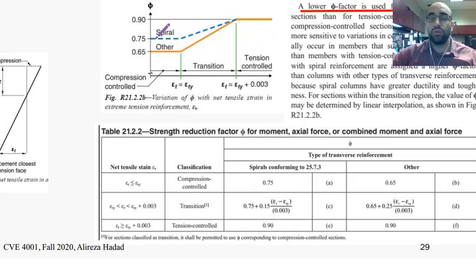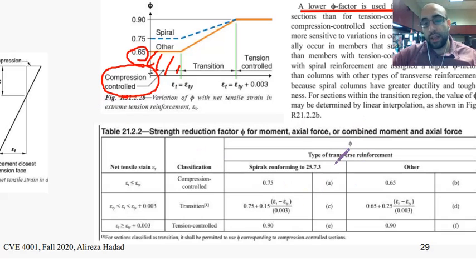That dashed line is used for columns. We will talk about that later. But this solid line is the thing that we need to use. We are looking at a compression controlled section, which means this region. And that is why in this region, phi is equal to 0.65, right? That is based on this graph.